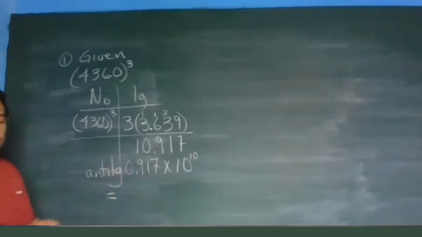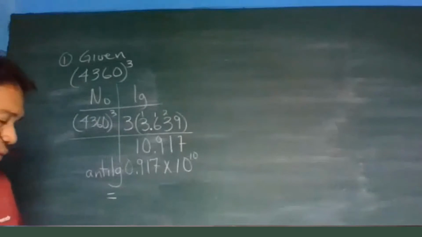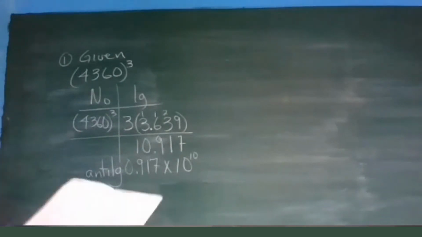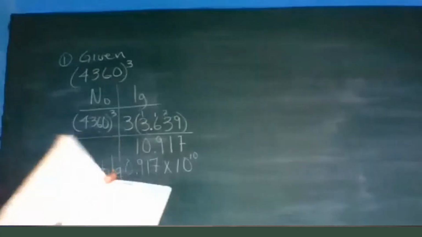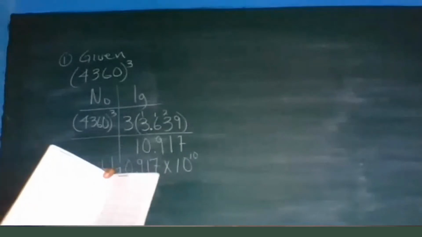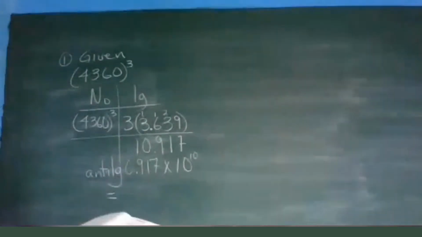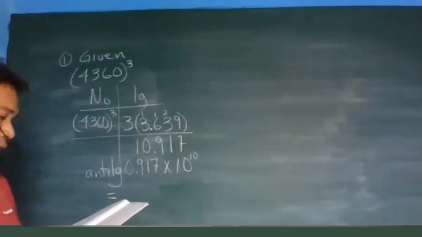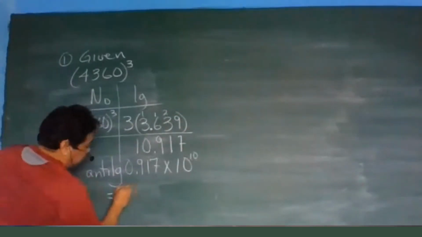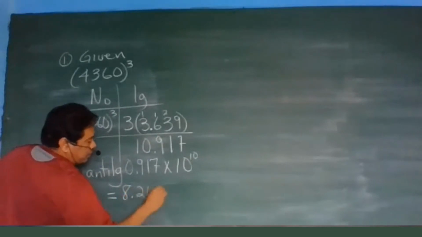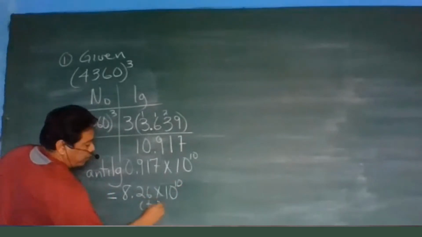So we go to our 3-figure table again. This time we go to our antilog table. And we go to 0.91 in our primary column and 7 in our primary row, and find where they meet. And they actually meet at 8.26. So 8.26 times 10 to the 10th to 3 significant figures.